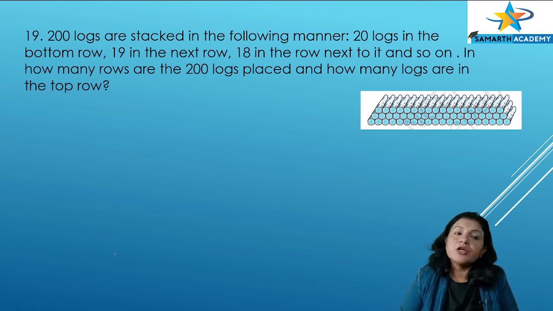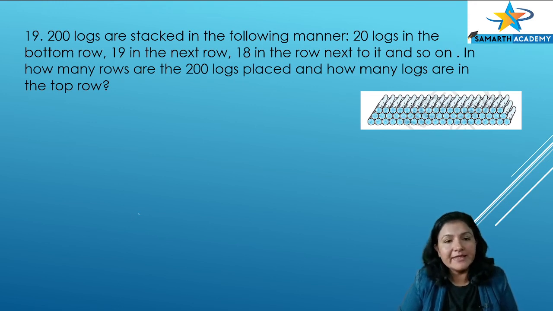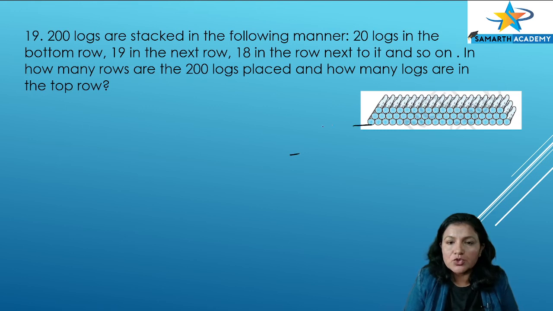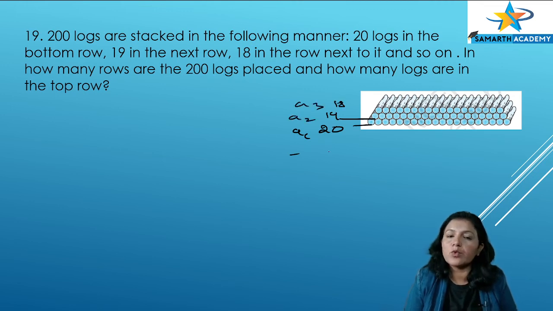Question 19. 200 logs are stacked in the following manner. 20 in the bottom row, 19 in the next, 18 in the next and so on. So here the logs are shown. So this is 20, which is a1, 19, a2, 18, a3 and so on. From here, what do we understand? The first term a is equal to 20 and d is equal to second term minus first term, that is 19 minus 20, and it becomes minus 1.